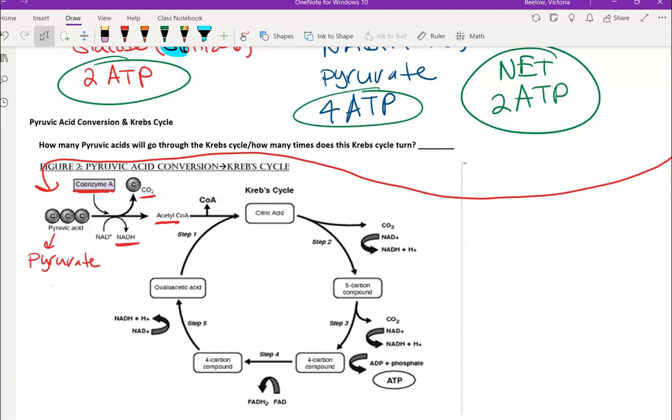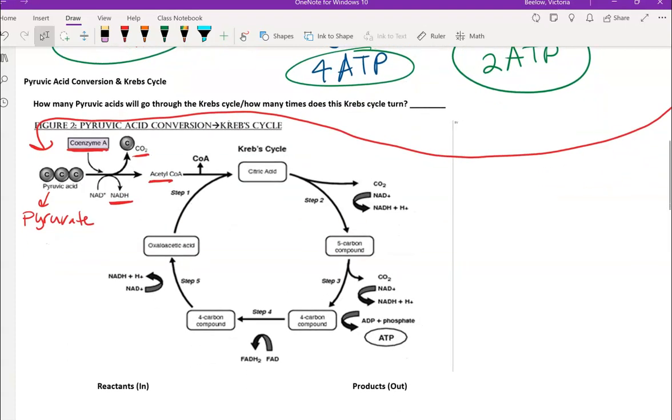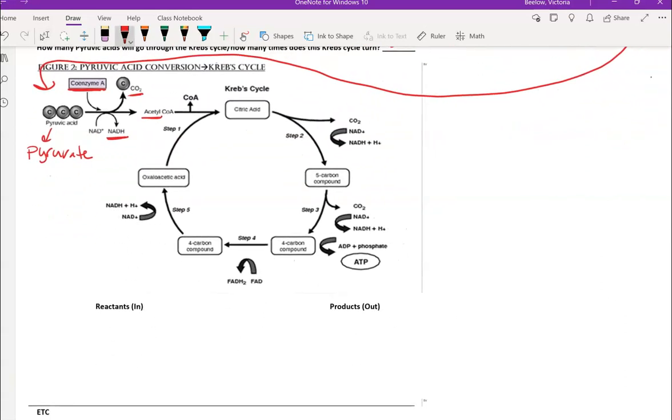For this particular diagram of the Krebs cycle, which is what we're going to do next after we have converted that pyruvate, or the pyruvic acid, into acetyl, that was pyruvic acid conversion. Now we're going to enter the Krebs cycle. And for this particular diagram, you go around 2 times. So that acetyl is going to combine with the oxaloacetic acid. So the things going into this are the acetyl.